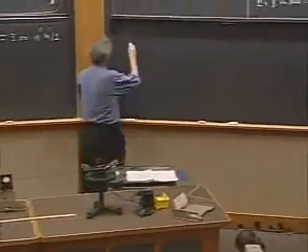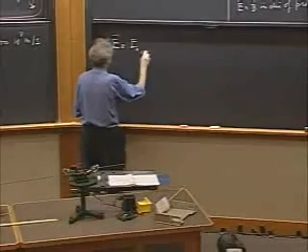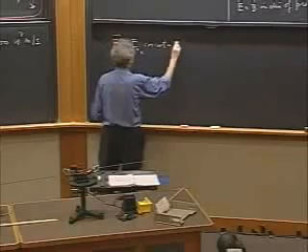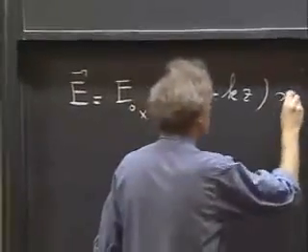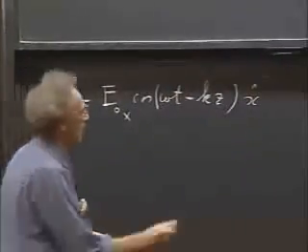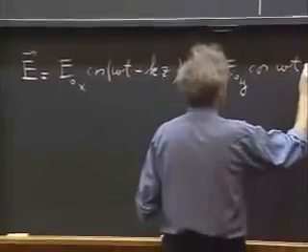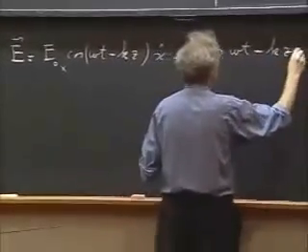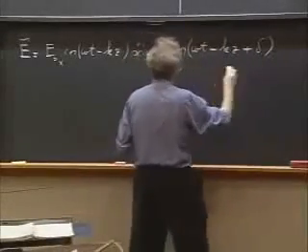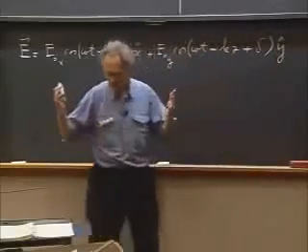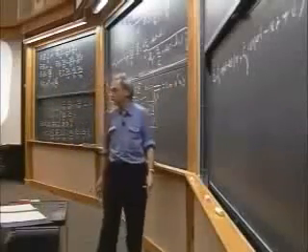In other words, the following E vector is perfectly kosher: E0x times the cosine of omega t minus kz. That would then be in the x direction. And then I would have another, E0y times the cosine of omega t minus kz plus delta, and I can give it any random phase angle delta. And that would then be in the y direction. And so clearly, this satisfies the wave equation, because each separately satisfies the wave equation.